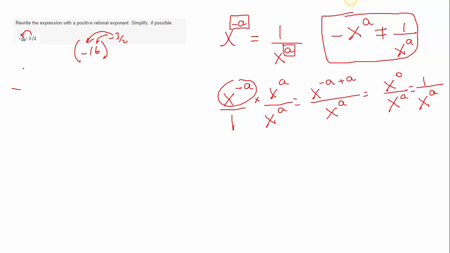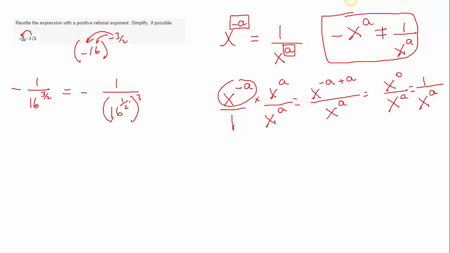All right, so all we have to do now is go 1 over that. 16 to the minus 3/2 becomes what? 16 to the power plus 3/2. So now we have a positive exponent. All right, let's leave the minus sign outside and let's see what we can do about this. So now we can split this exponent into 16 to the power 1/2, all of it to the power 3.